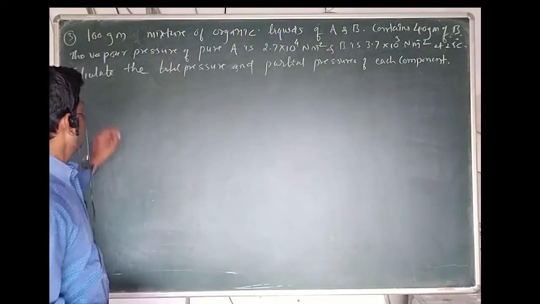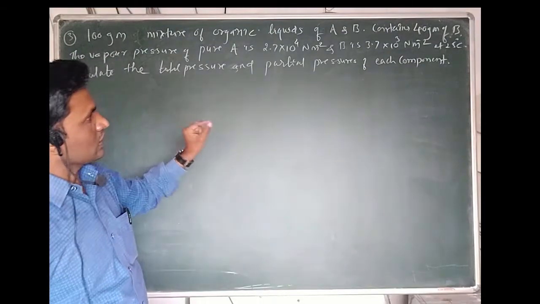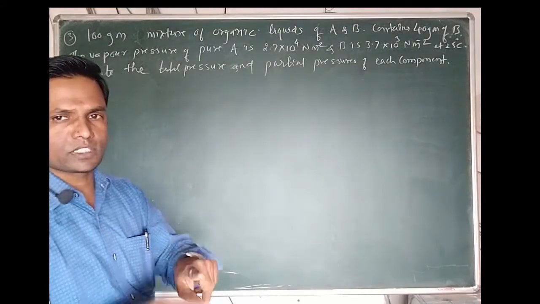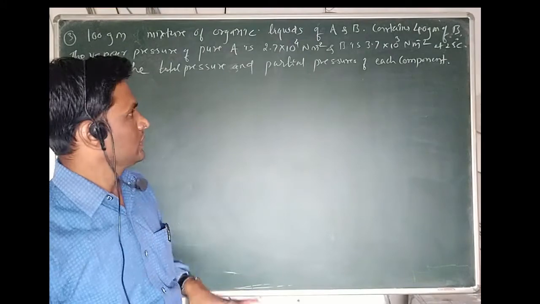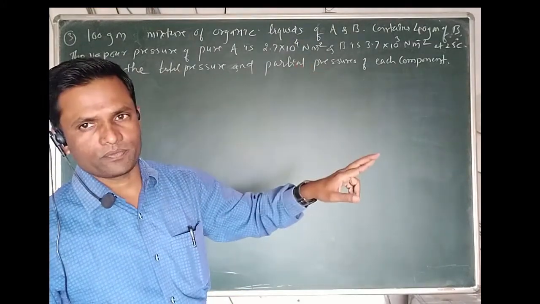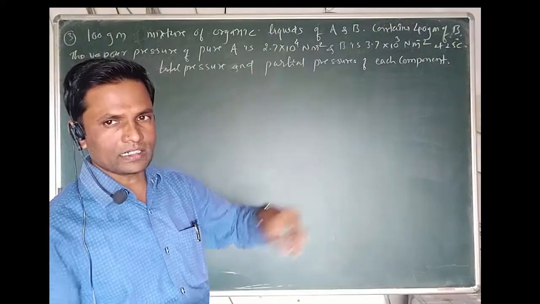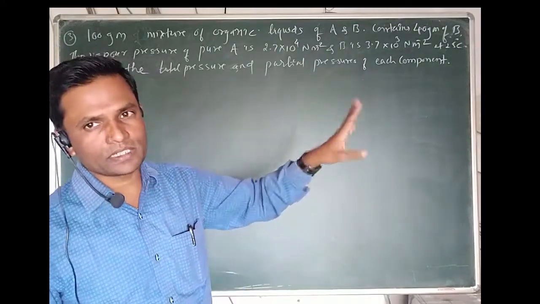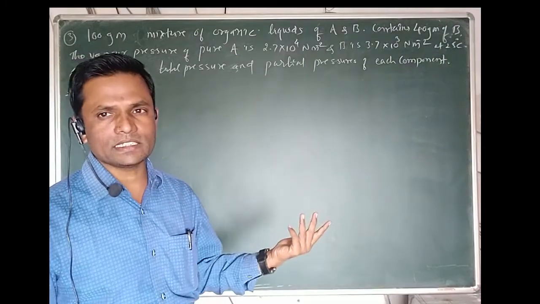We can see here a 100 gram mixture of organic liquids A and B. There are two components, A and B, having a total weight of 100 grams, which contains 40 grams of B. The hint is already given: 100 grams is the total weight of the mixture, out of which 40 grams is B, and the remaining A is 60 grams.